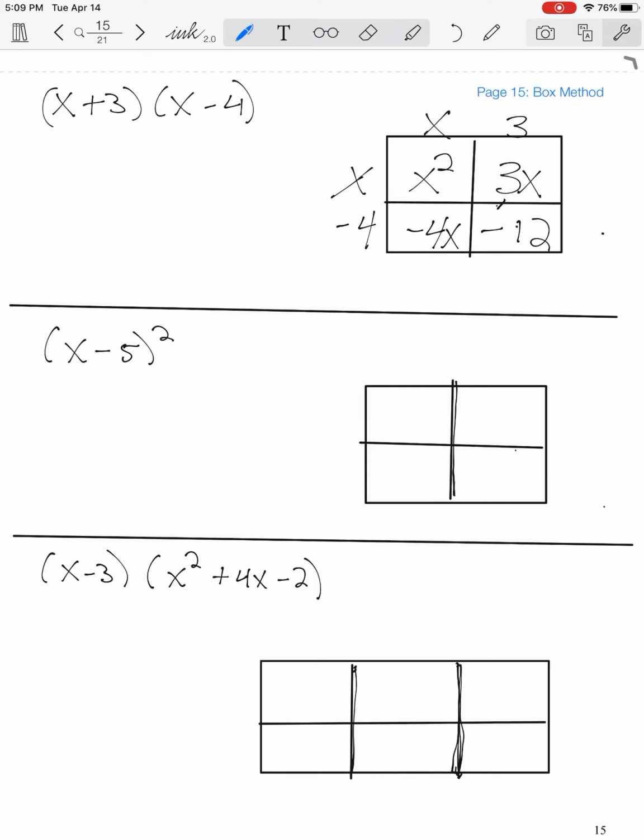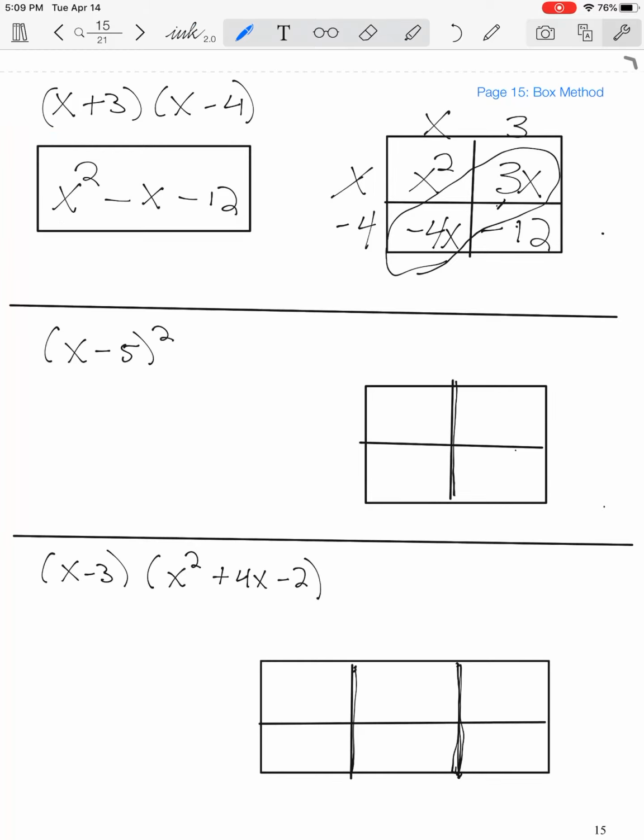Once you multiply to get in the box, we combine our like terms to get out of the box. If you notice on the diagonal, just like tic-tac-toe, we are going to combine. Those are your like terms. So your x squared is by itself. Then you have negative 4x plus 3x gives you a negative 1x, which is x. And then you rewrite the negative 12. And this gives you your answer.